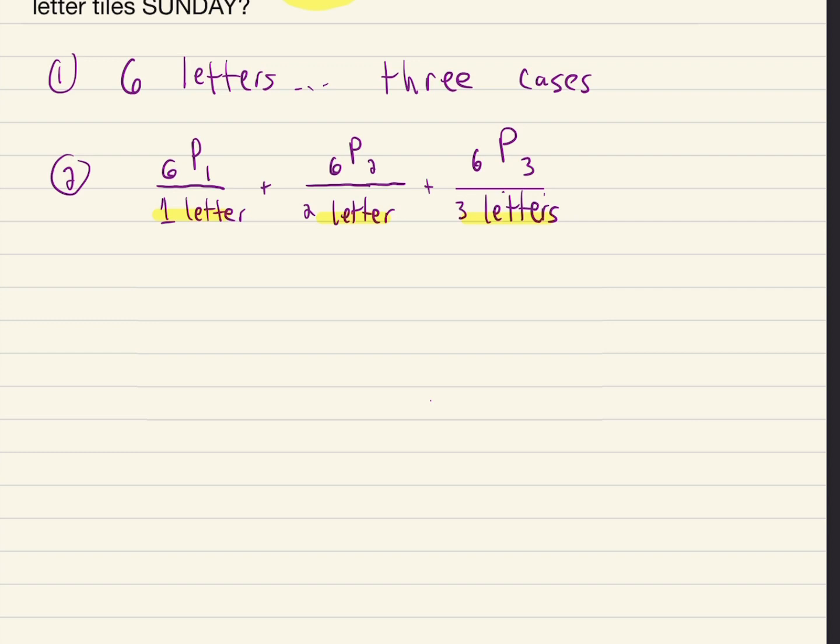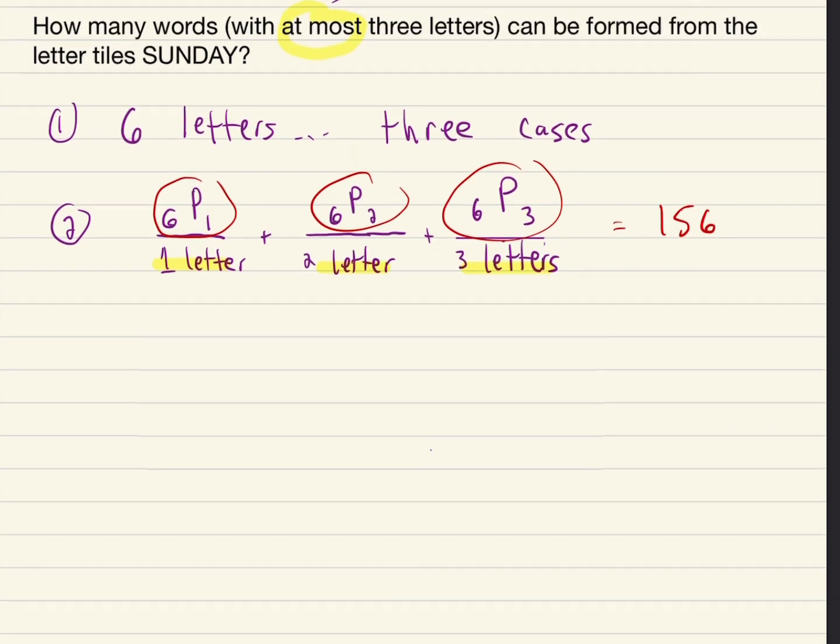Then out of 6 letters, I'm choosing 2 for the 2 letters. And out of 6 letters, we're choosing 3. And just plugging these numbers into our calculator, we get an answer of 156. And that's how many words you can make with at most 3 letters.